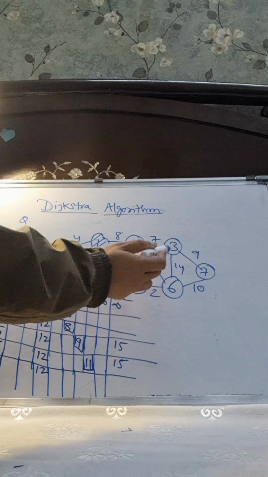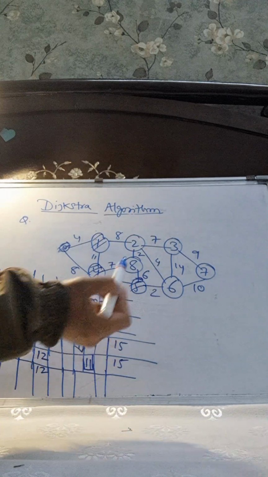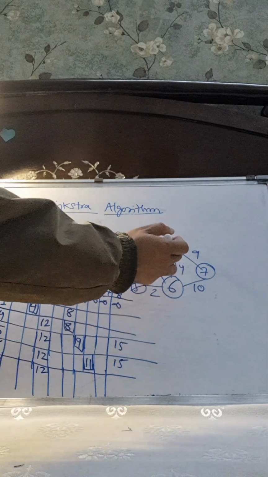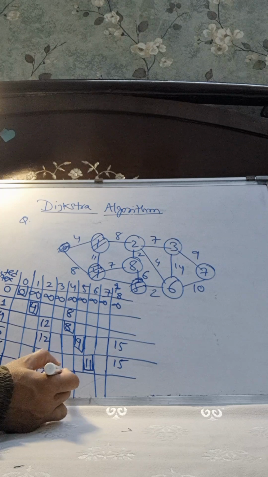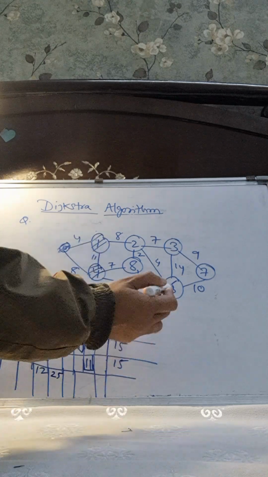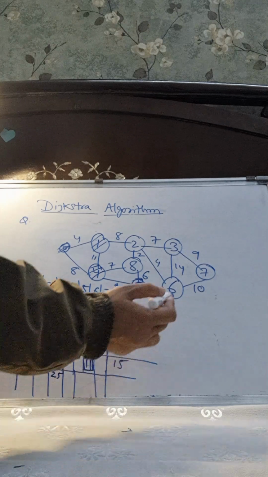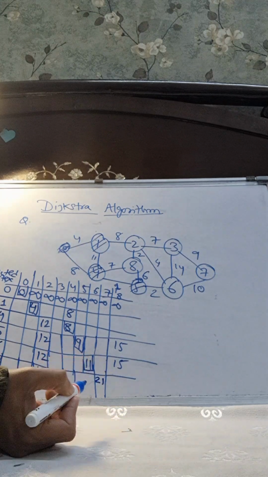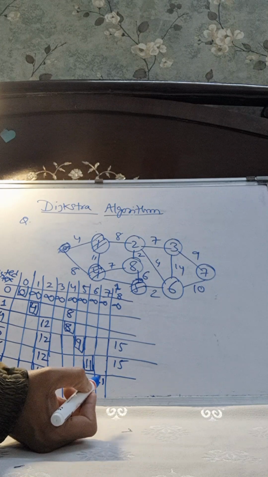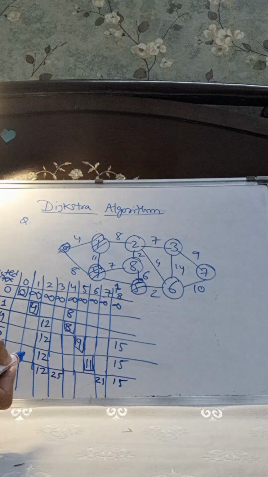From 6 we can go to 3. Right now the cost of 3 is infinity. But if you go through 6, 11 plus 14, the new cost of reaching 3 is less than infinity, that is 25. So we can update it. The cost of reaching 7 is infinity right now. If you go through 6, 11 plus 10, you can update it as 21. So the cost of reaching 7 is 21. And we cannot go to 8, so we will keep 8 as 15 here also.